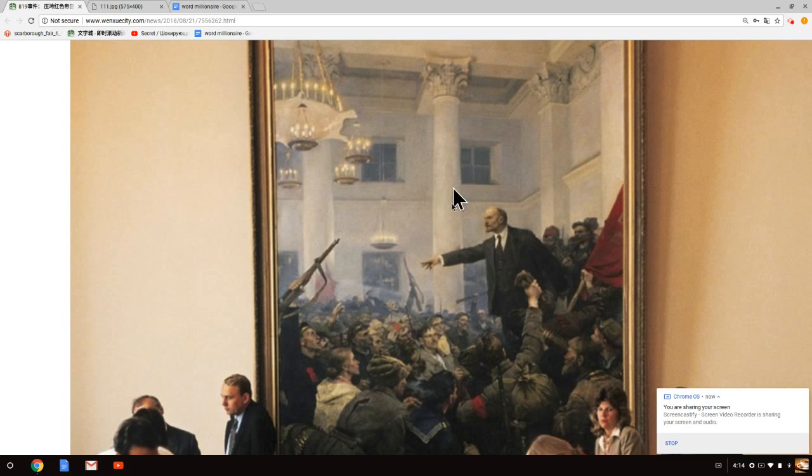Two vertical poles prepare for this main figure, and his gesture is in contrary with this vertical line: 1, 2, 3. And this slant line creates a momentum better than the previous painting.